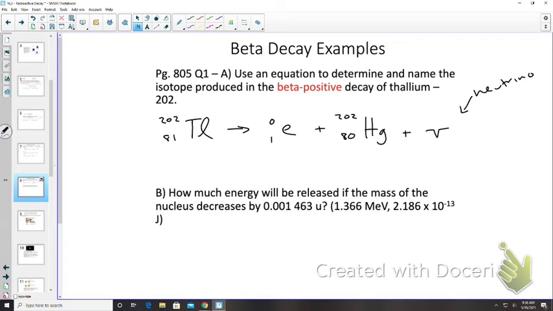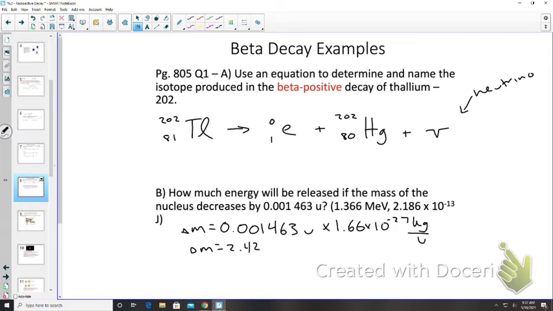Now, how much energy will be released if the mass of the nucleus decreases by 0.001463 atomic mass units? So we know our change in mass is 0.001463 atomic mass units. Let's convert that to kilograms, which will give us a value of 2.42858 times 10 to the negative 30 kilograms. And we know from yesterday's class, change in energy is equal to change in mass times the speed of light squared.